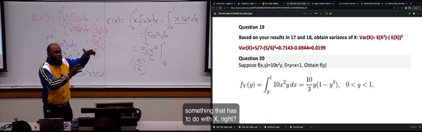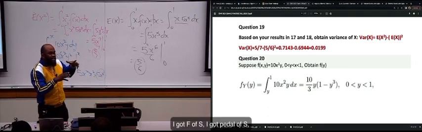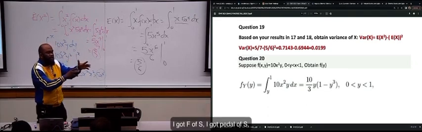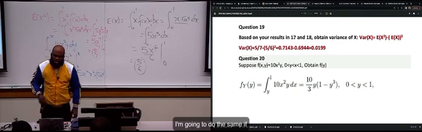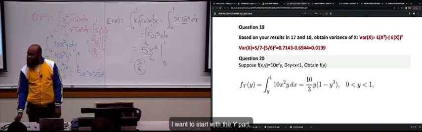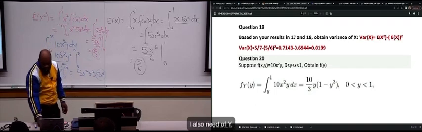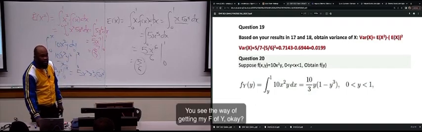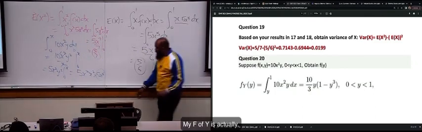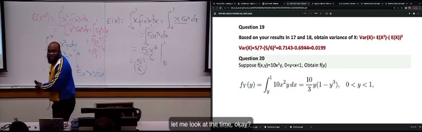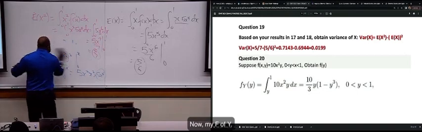I've talked about everything that has to do with x, right? I got f of x, I got the expected value of x, I got the expected value of x squared, I got the variance of x. I'm going to do the same thing for y. If I want to start with the y part, I also need f of y. You see the way I'm getting my f of y?